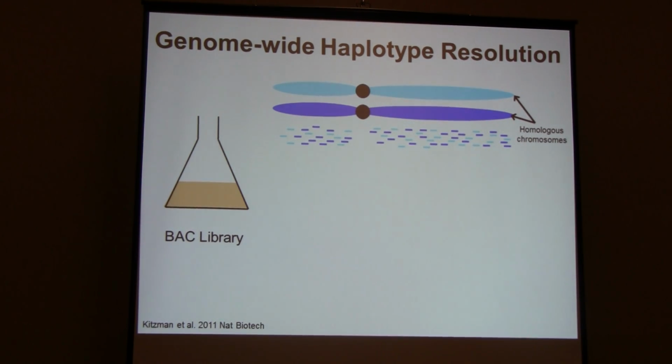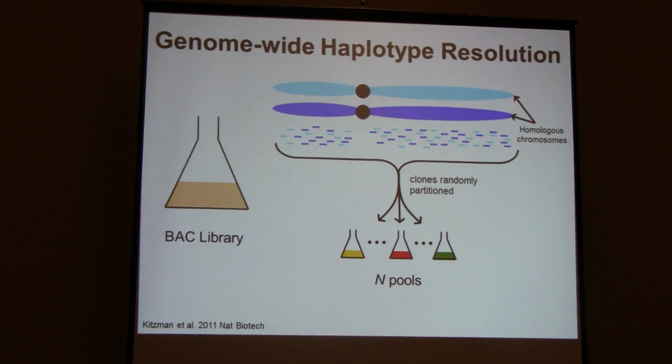So if we then take this BAC pool library and randomly partition it up into a number of sub-libraries or pools, then it's going to become really infrequent and really rare that we would actually uncover within any particular pool BAC clones that map to the two alternative haplotypes at a single locus. So if we go ahead and individually sequence these pools, we'll be able to derive haplotype sequence for the regions of the genome that are covered by a clone within that pool.